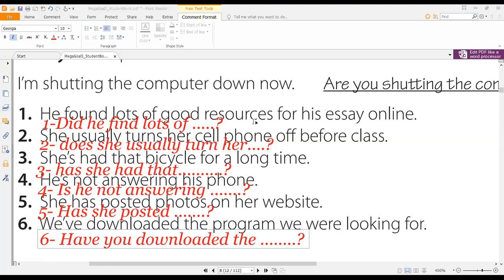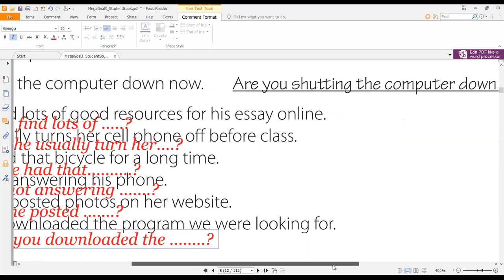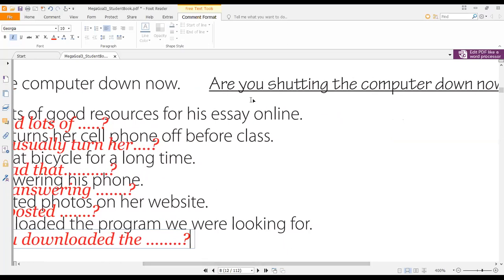Okay, guys. So we have learned how to form yes and no questions and how to give a yes and no short answer. By the way, I have one here. We forgot to do it. This question, guys: are you shutting the computer down now? Who can make a short answer for this one? Are you shutting the computer down?